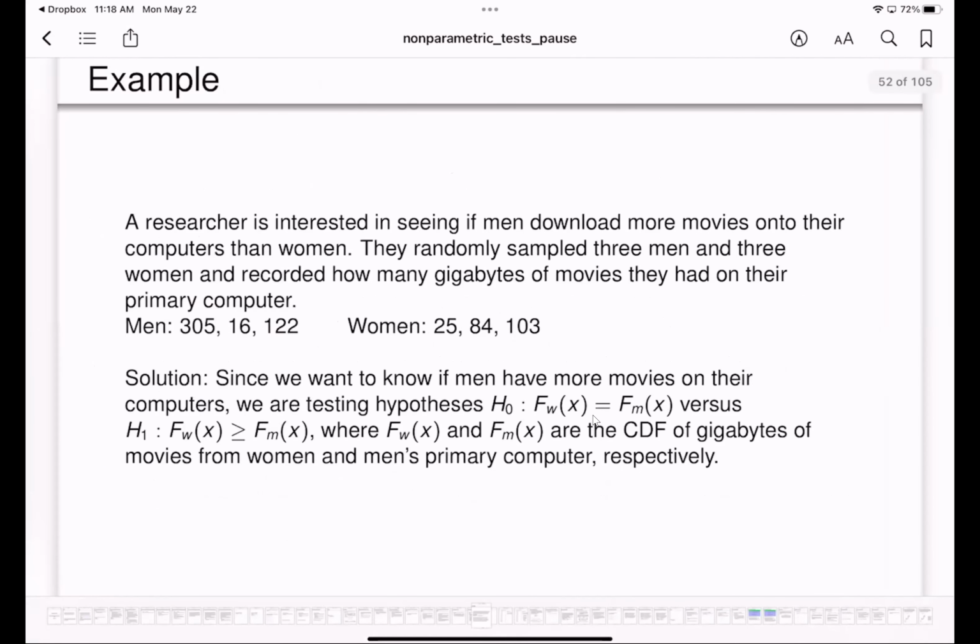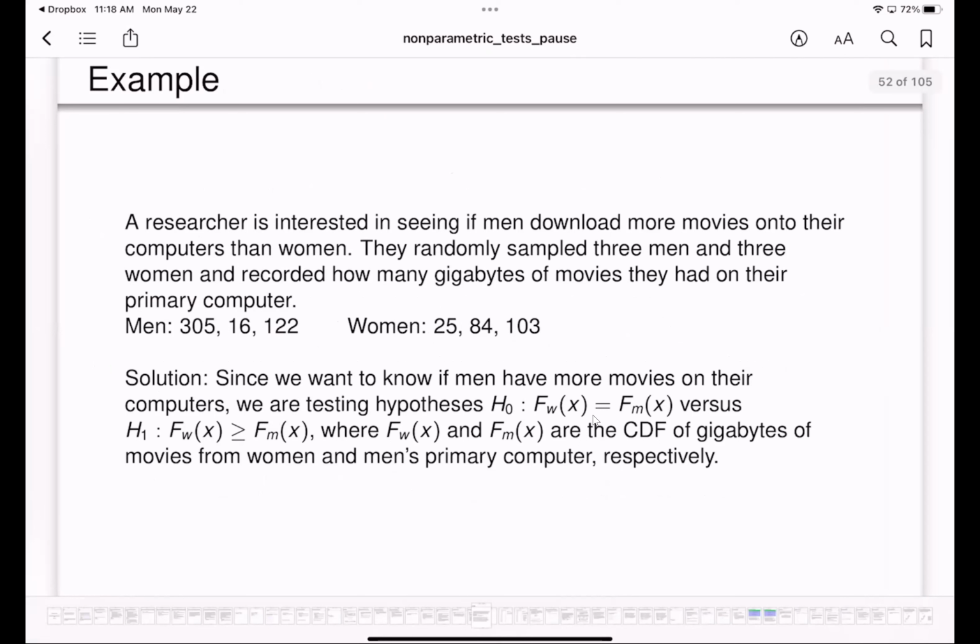In this example, let's see how these rankings are done. We have a researcher interested in comparing men and women to see whether men download more movies onto their computer than women. And we have the data from 3 men and the data from 3 women.